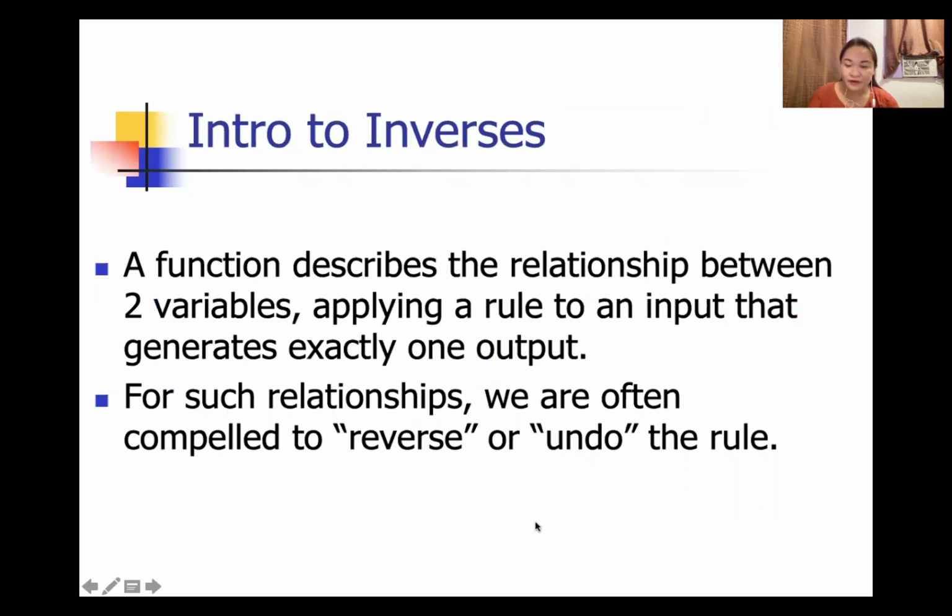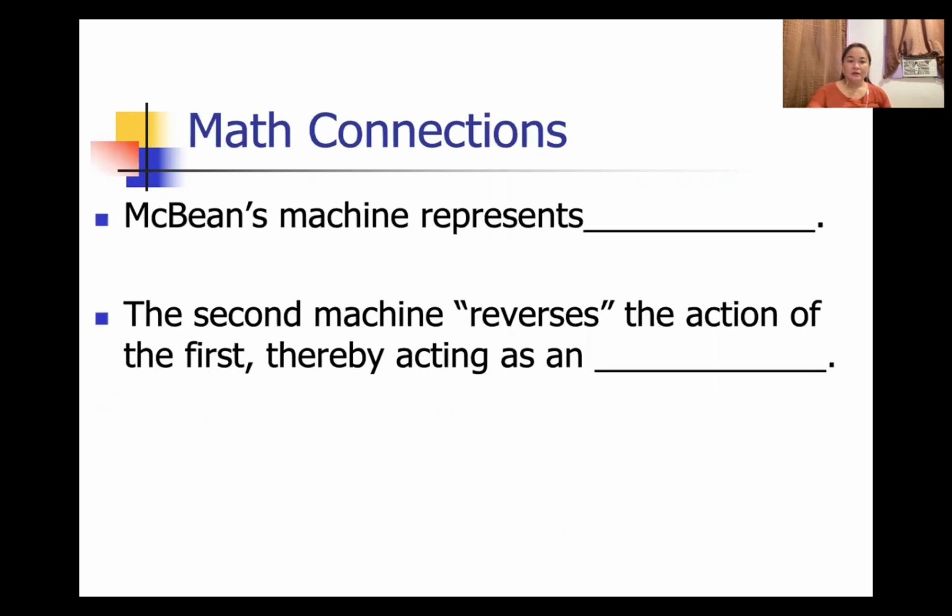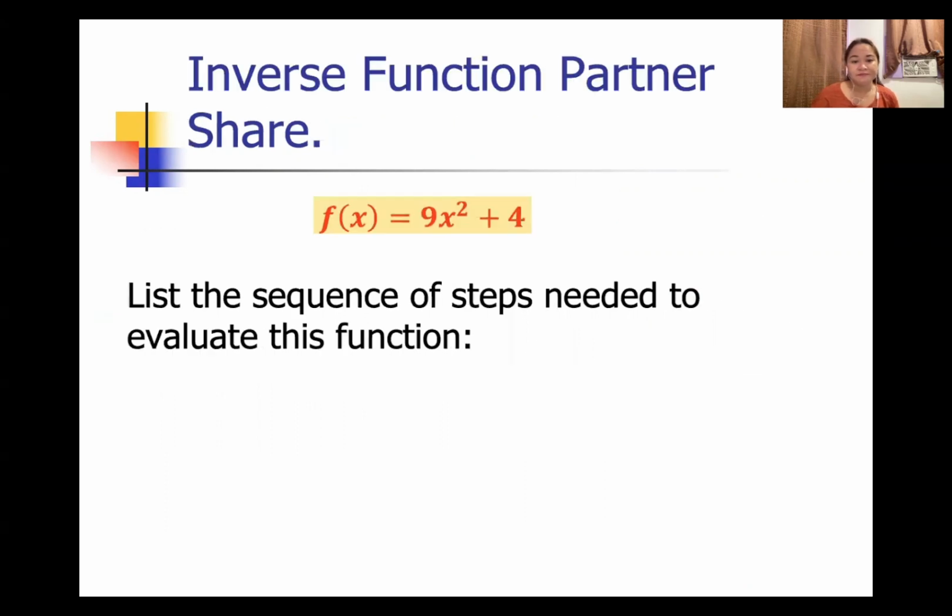So a function describes the relationship between two variables. You apply the rule for your input, then it generates exactly one result. So for such a relationship, we are often compelled to reverse or undo. So we have an example here. The reverse machine reverses the action of the first. Okay, so we have the function, and this is the inverse of the given function.